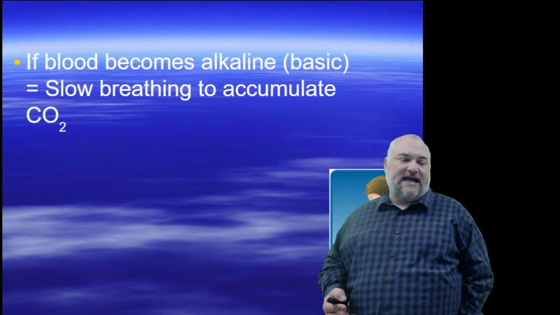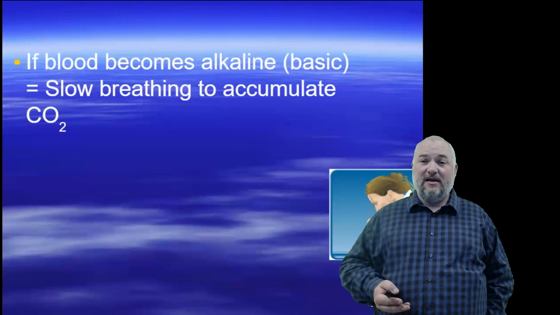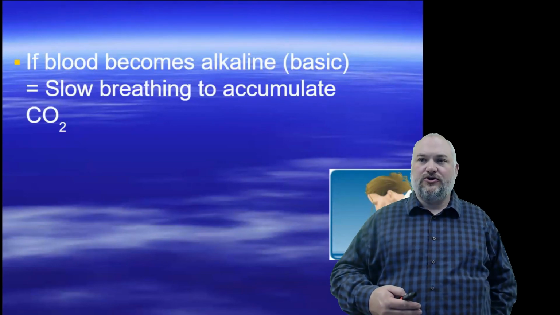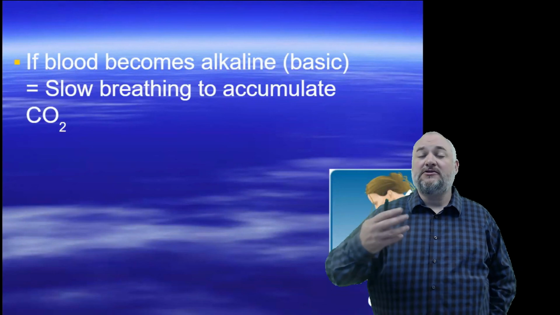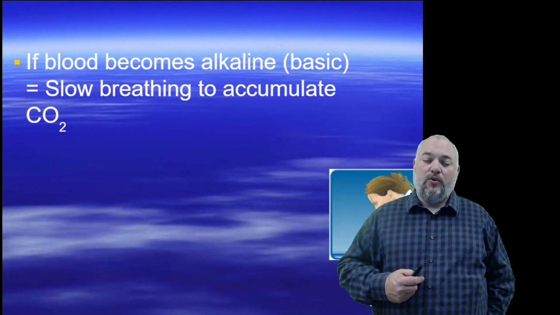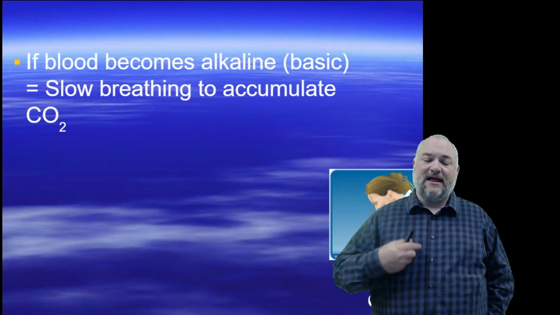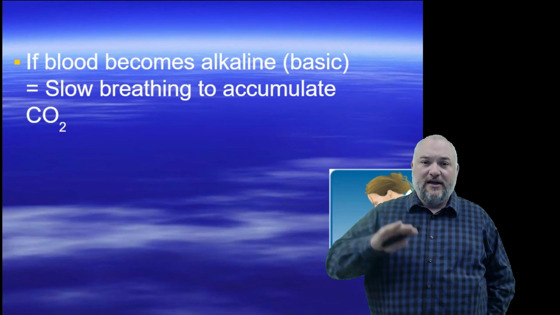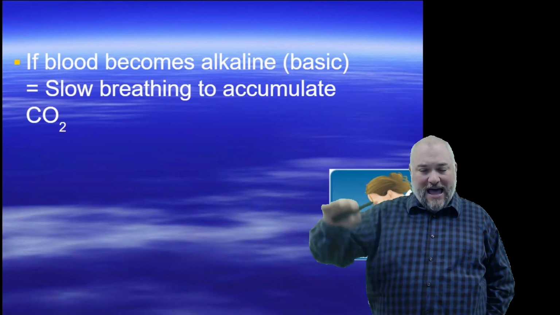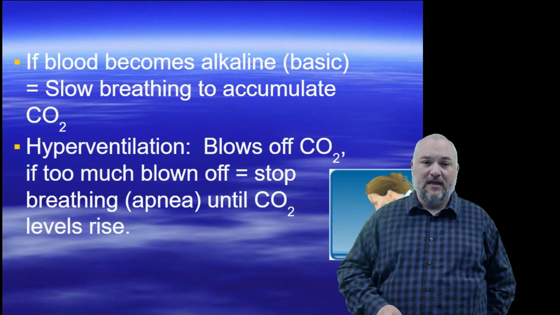And so here's an example of that. If our blood becomes alkaline, basic, okay, we don't have enough hydrogen in our blood. We're too basic, not enough acid. We will slow our breathing. And when we slow that breathing, what that does is it allows carbon dioxide to accumulate in our blood to bring our blood pH back down into the proper range, because we're making more carbonic acid.